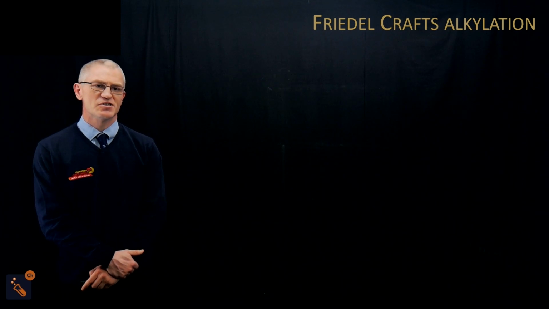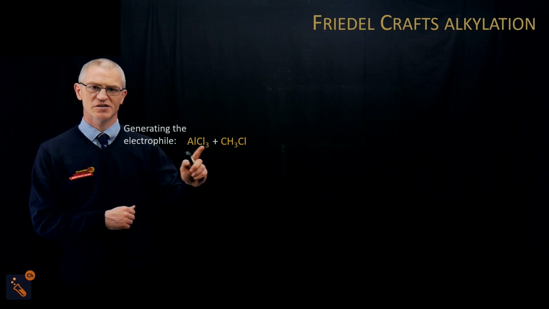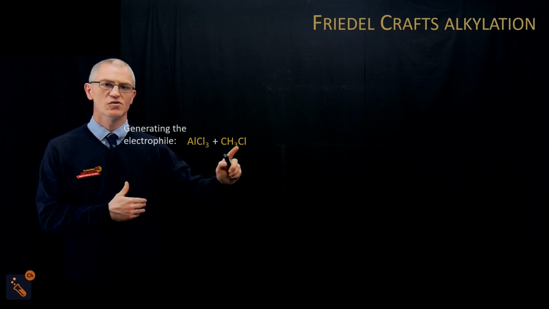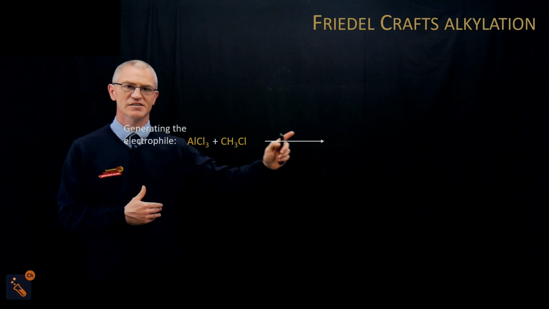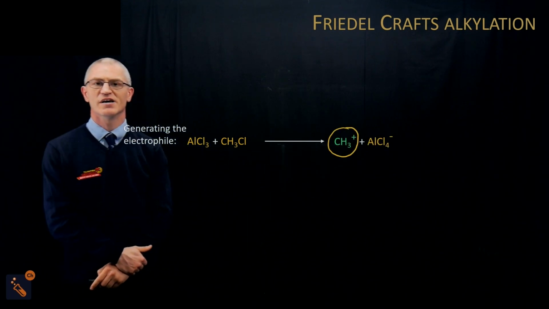So let's talk about our different types of equations that we've got for Friedel-Crafts alkylation. Generating the electrophile. So that's going to be our halogen carrier, our catalyst, reacting with our chloromethane. Chlorine's going to react with the AlCl3 like it did in every other example, and you leave the CH3+ as your electrophile.